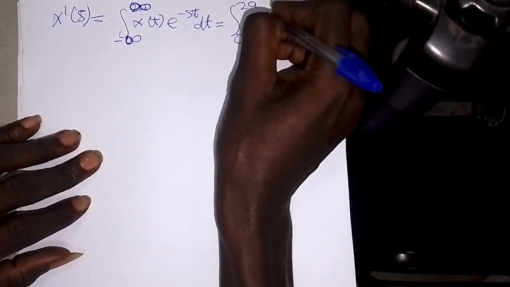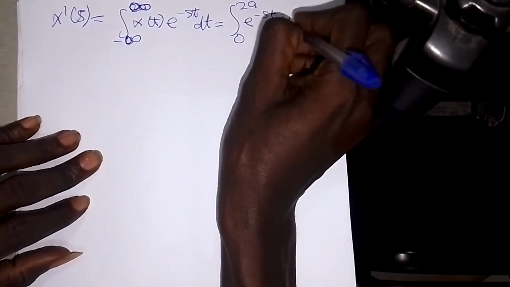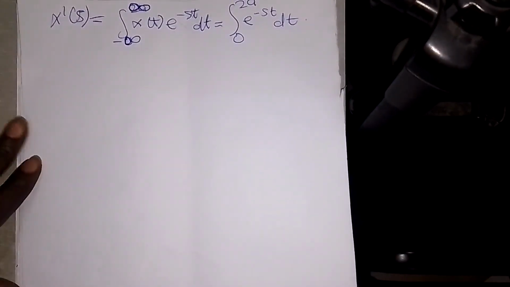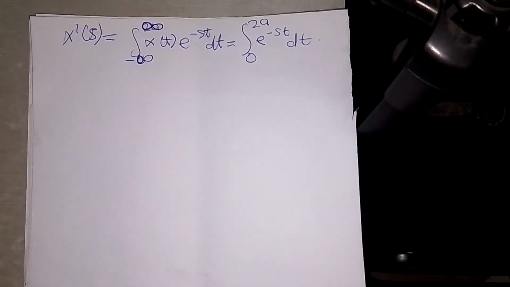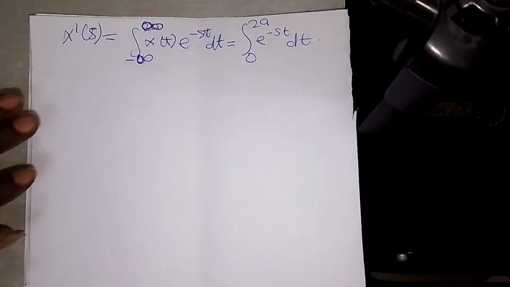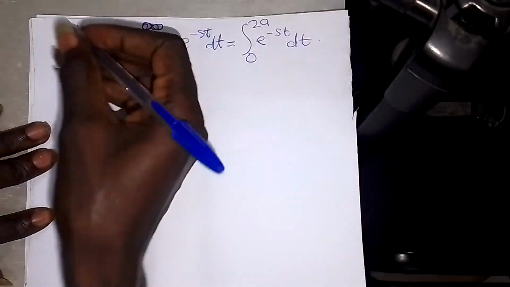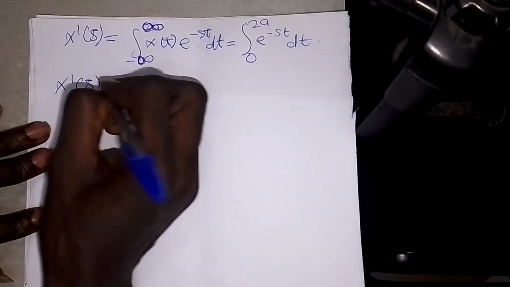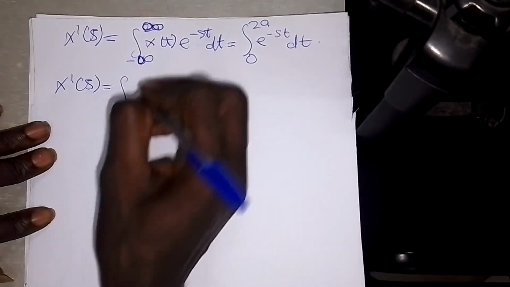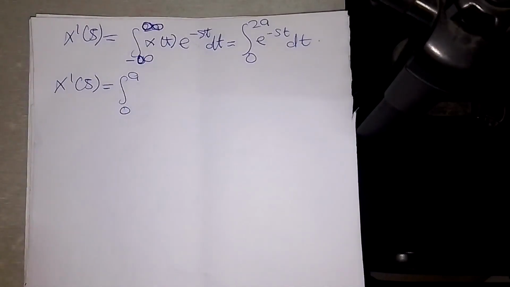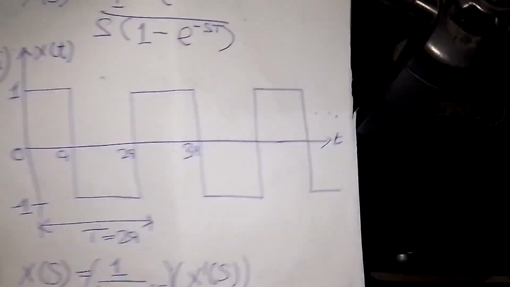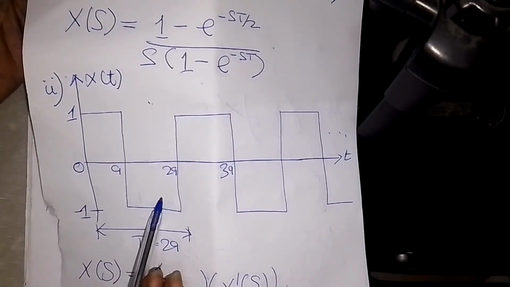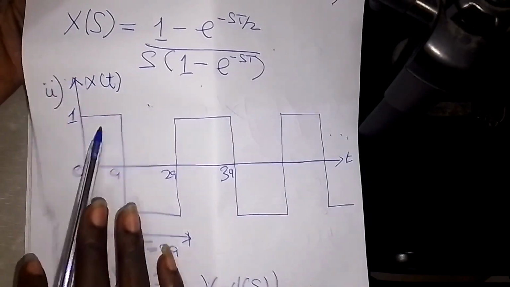So e to the minus st dt. Okay, so basically that's how it's going to be. Now if you have it this way, then what you can do is have X prime of s equal to, here, 0 to a. Why am I saying 0 to a? Because you can see that from 0 to a the signal is going up, and from a to 2a the signal is going down.